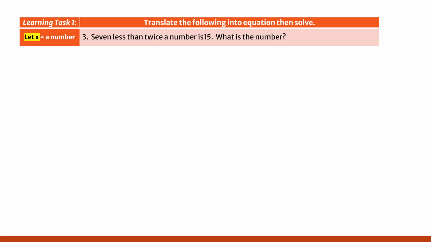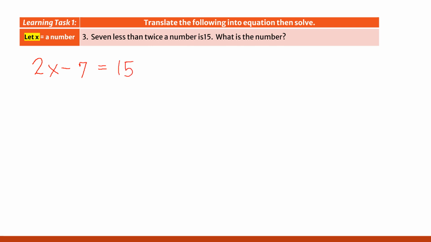Okay? Tapos 7 less than. So 7 less than means what? Minus 7. Okay? That is 7 less than. Then twice a number, that is 2x. Okay? Is 15. Meaning to say, equals 15.